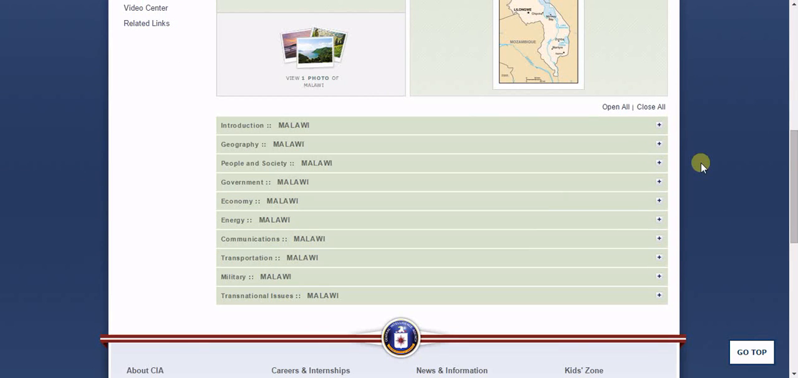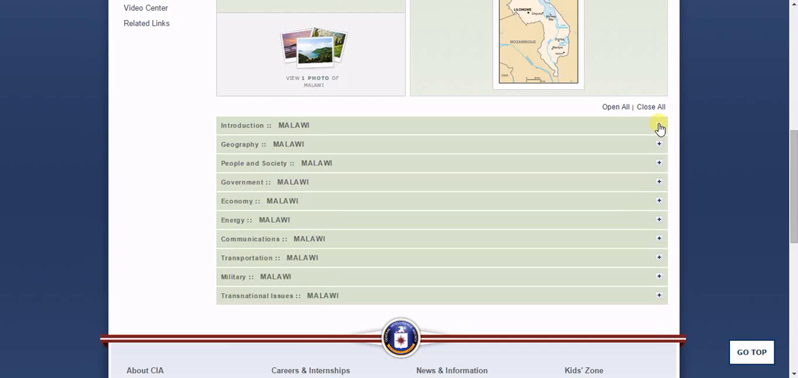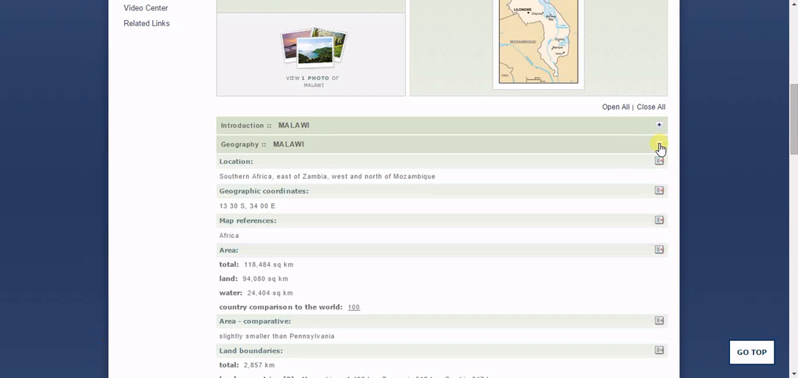But then if you scroll down, you'll have all these bars of information. And for each section, just click on the plus and it's going to give you more information. Now the introduction is just a simple paragraph with a brief history of the country. But if you look at the other sections, these are more just stated facts.